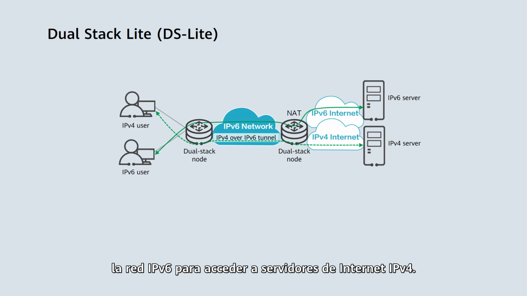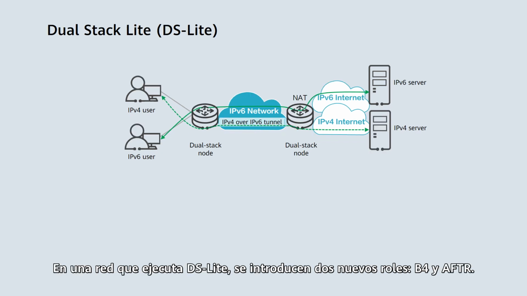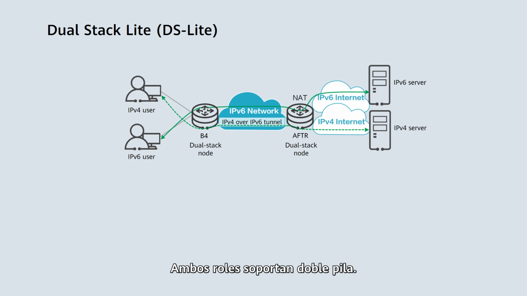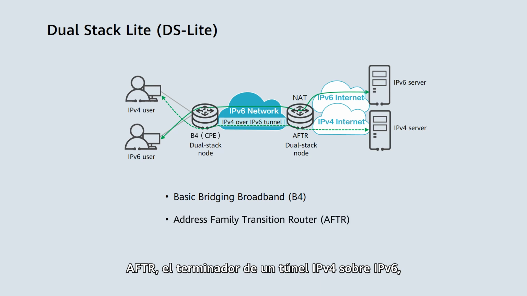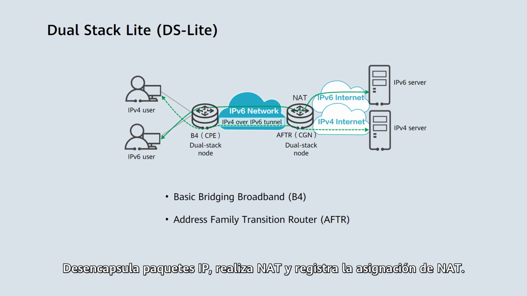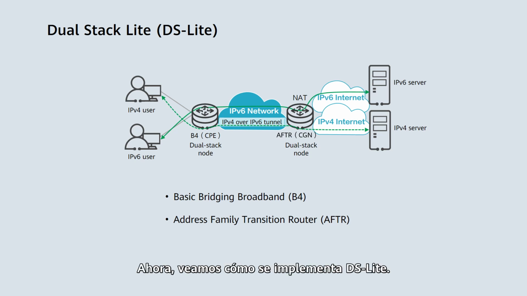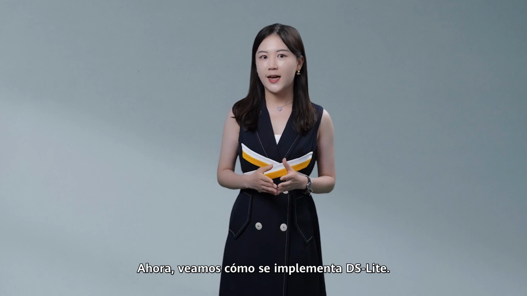access IPv4 internet servers. On a network running DS-Lite, two new roles are introduced: B4 and AFTR. Both roles support dual stack. B4, the creator of an IPv4 over IPv6 tunnel, is usually implemented on CPEs. AFTR, the terminator of an IPv4 over IPv6 tunnel, is usually deployed on CGN devices. It decapsulates IP packets, performs NAT, and records NAT mapping. Now let's look at how DS-Lite is implemented.